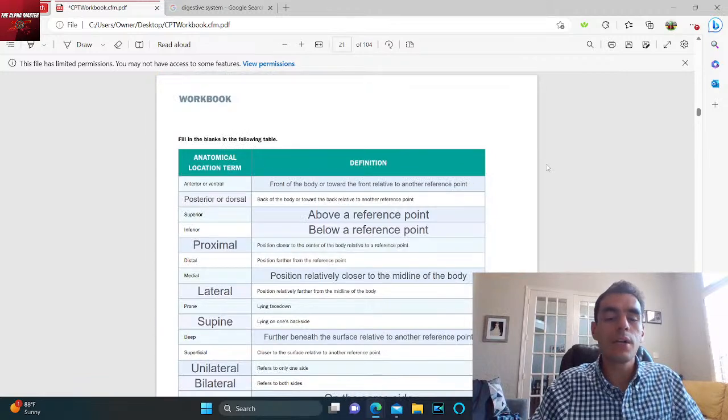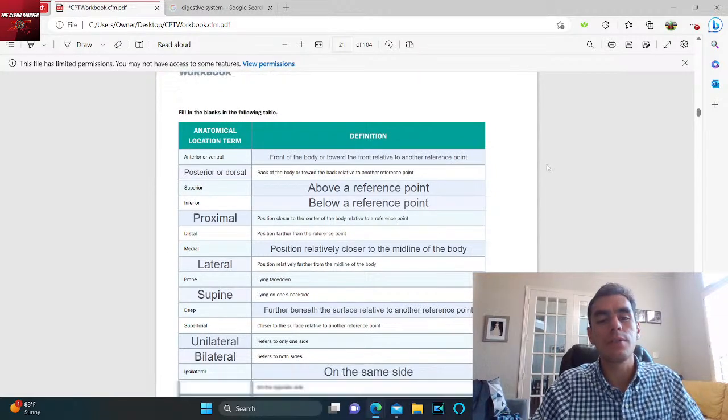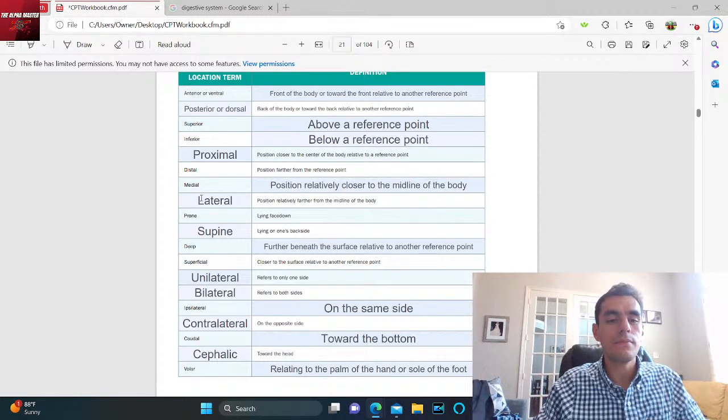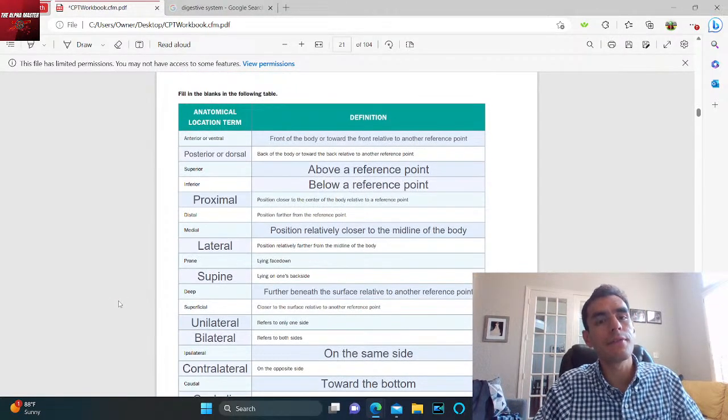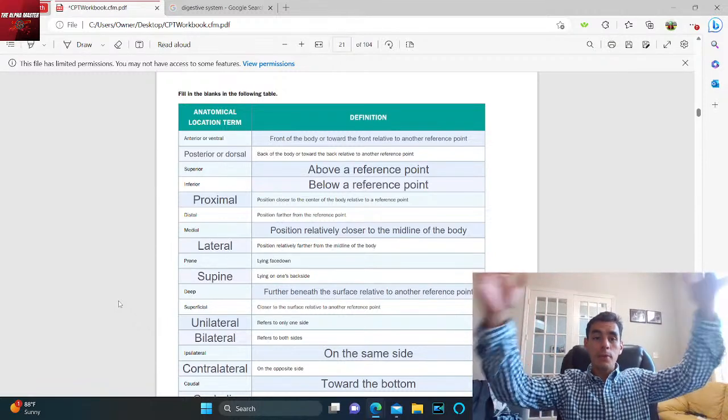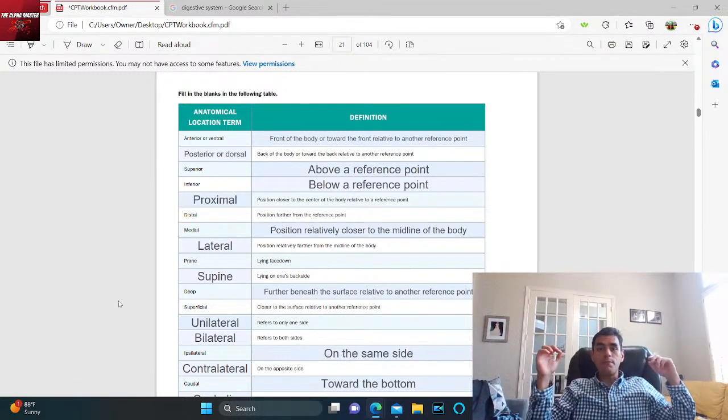So first, you have the definition for anatomical location terms. We're going to go over each of these. In total, you have 19 terms. Anterior or ventral is the front of the body or toward the front relative to another reference point. Posterior or dorsal is the back of the body or toward the back relative to another reference point. Anterior or ventral in the front, posterior or dorsal in the back.